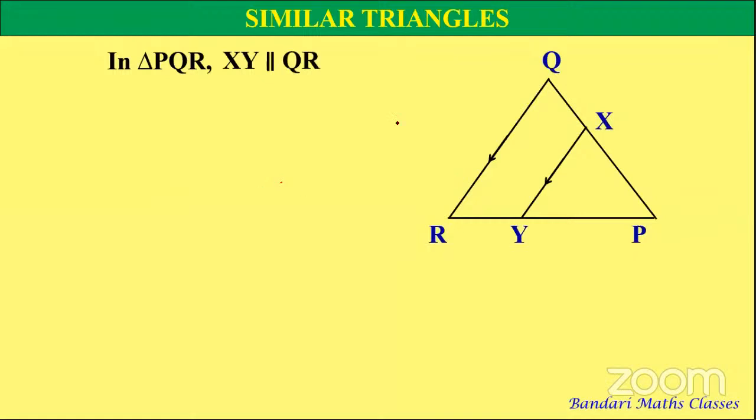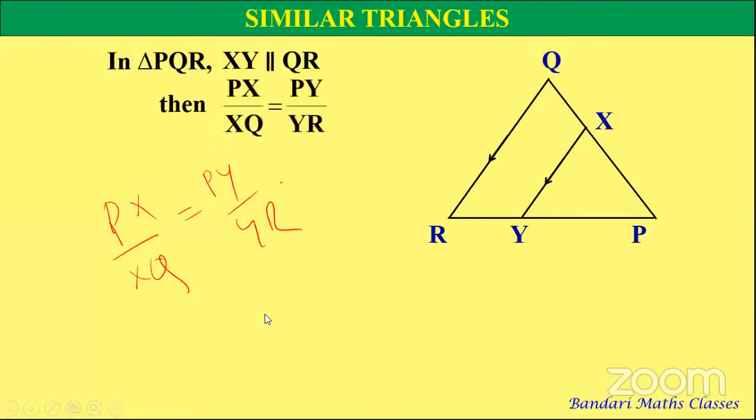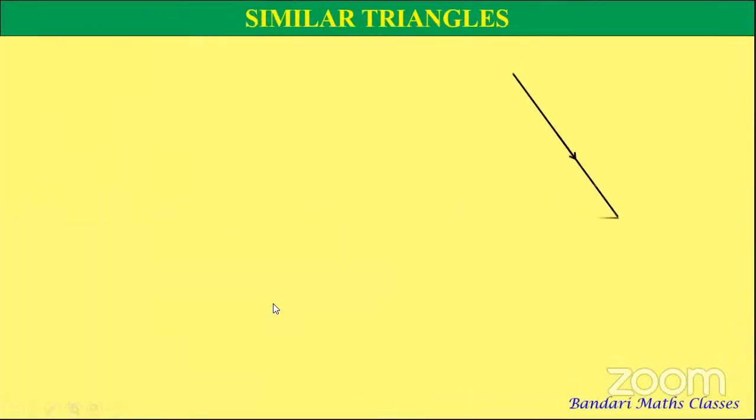Anyone please? May I, sir? Who is that? Mr. English, sir. Prasanna garu, tell me. Prasanna from Venkatapur. Sir. Tell me. PX by XQ, PX by XQ. PY by YR. Very good. PX by XQ is equal to PY by YR. Right answer. Thank you, sir.